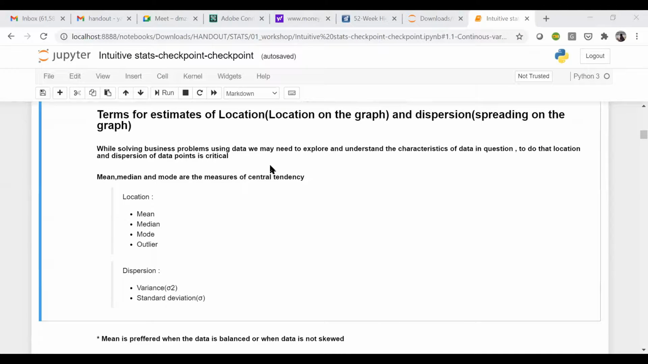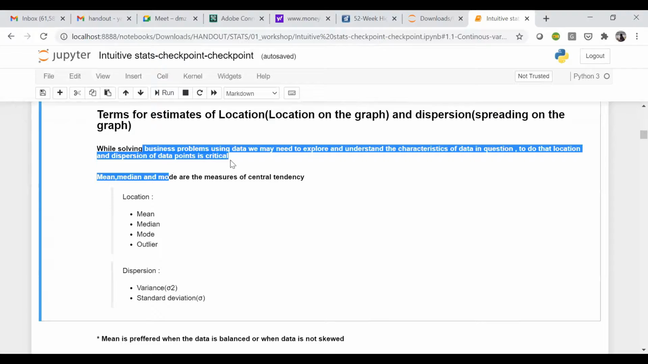The terms for estimates of location, which basically means location on the graph where we plot all the points, and dispersion, which basically means how spread the data is on the graph, right? And why are we discussing this? I've mentioned something for you guys as a comment here, right?